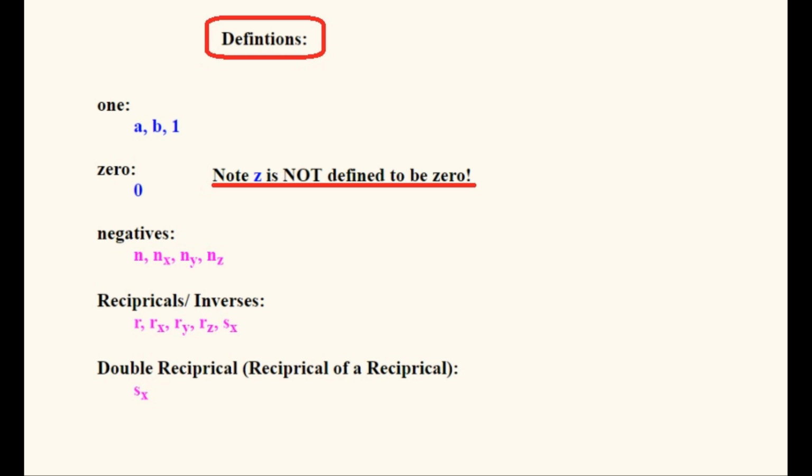0 is also an element of the field and will be represented by the number 0, and it will not be represented by z like in vector spaces because no confusion can occur between the element 0 and the number 0. The negatives of a field element will be represented by n, or n with subscripts, and be colored magenta. The reciprocals will be represented by r for reciprocal, and r with subscripts, and also by s. In the case of a double reciprocal, which is the reciprocal of a reciprocal, sx will be used.